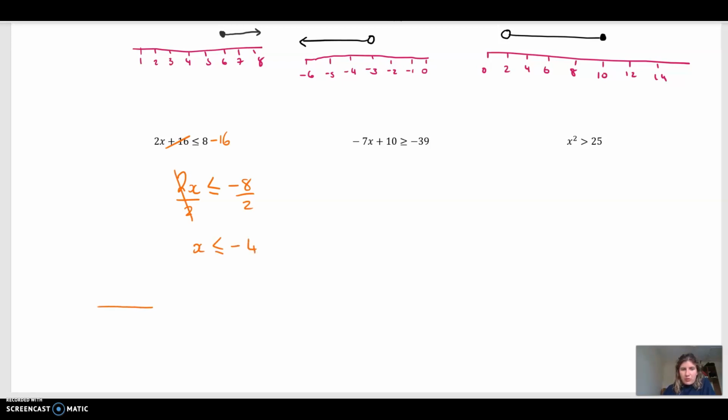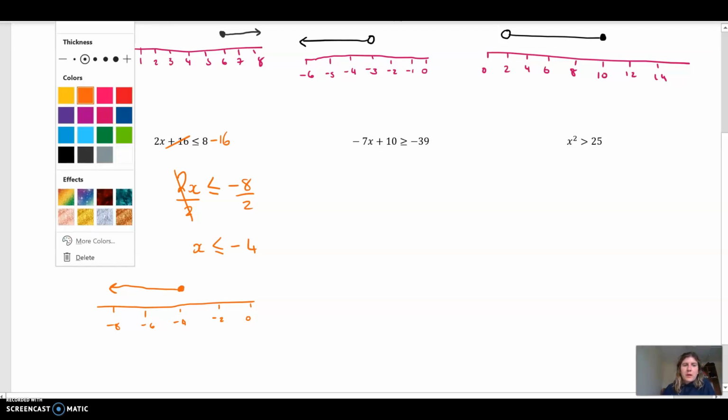Okay, so if we were then going to draw that out, we would have, say, 0, -2, -4, -6, -8. We would be going everything less than or equal to -4. There's our solution.